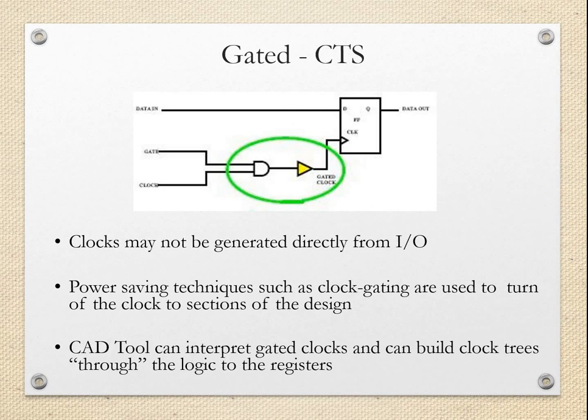The gated clock tree synthesis is used. The clock may not be generated directly from the I/O, and power saving techniques such as clock gating are used to turn off the clock to sections of the design. For example, this particular section will work only when the gate signal is applied over here. The gate signal will be applied when we want to keep this particular cell functional. Rest of the time, if the gate signal is not appearing, then the clock signal will not be applied to the flip-flop and the power consumption can be reduced. So the CAD tool can interpret the gated clocks and build the clock trees through the logic to the registers.